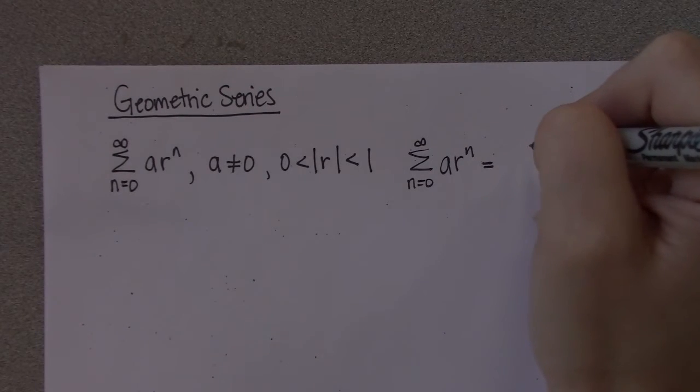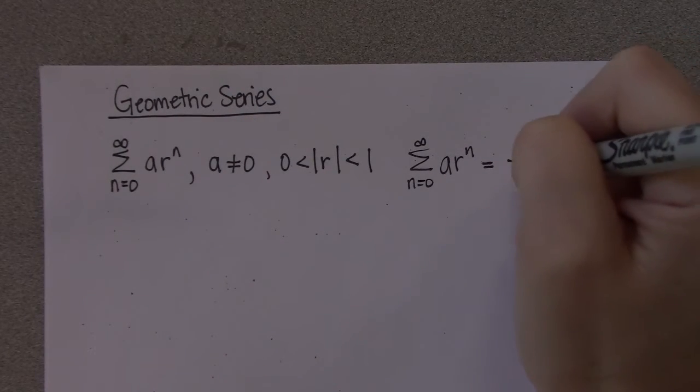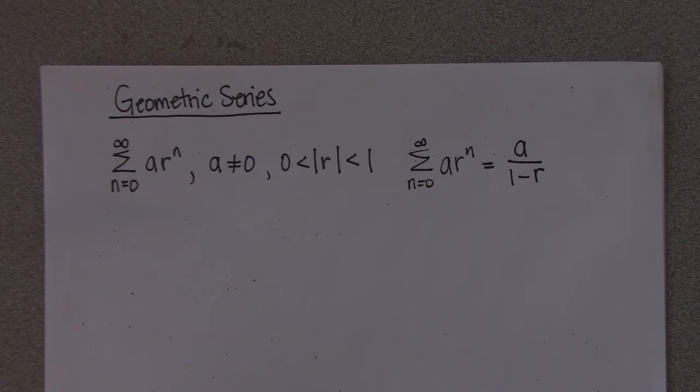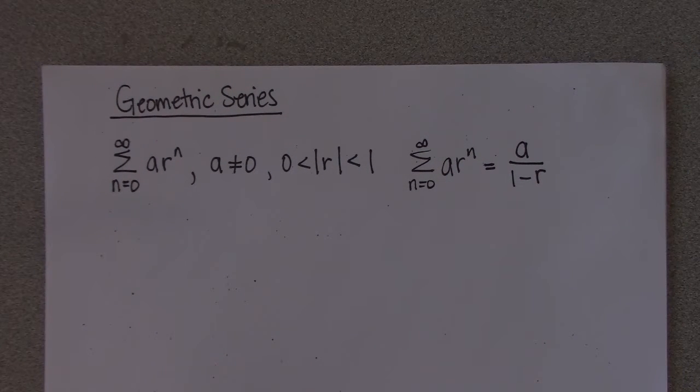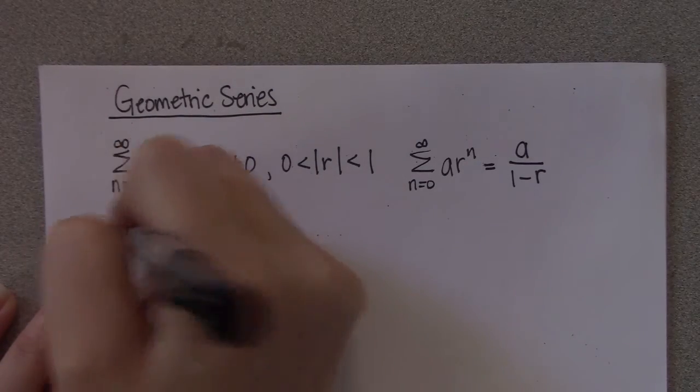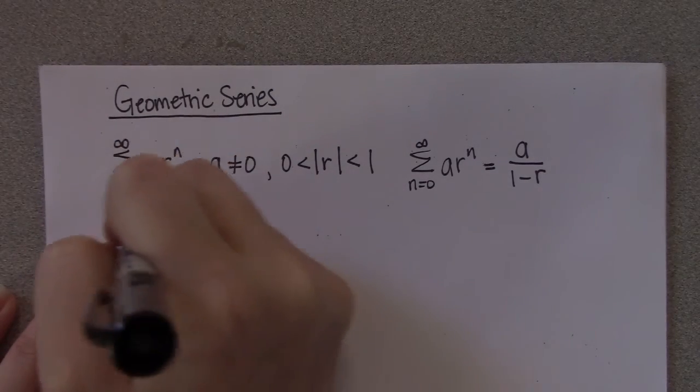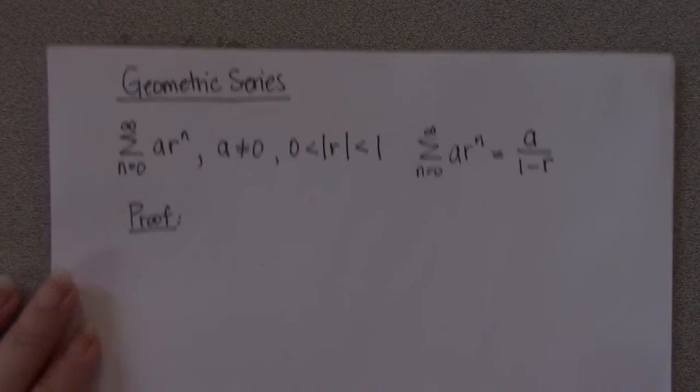And the known formula is that this series will sum up to a over 1 minus r. So using partial sums, I can prove this to you. And once we see where this comes from, then we just get to use it, okay?